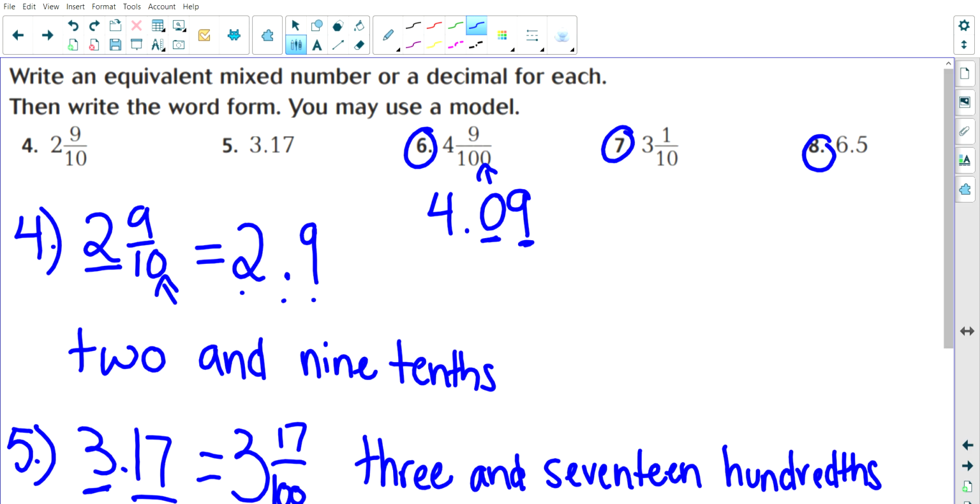Number 7, the equivalent decimal is 3.1 for 3 and 1 tenth. The 1 is in the tenths place because our denominator says 10. Make sure you wrote out the words 3 and 1 tenth. Number 8 is 6 and 5 tenths. 6 and 5 tenths is the same thing as 6 and 5 tenths. Please make sure you have written that out in words, 6 and 5 tenths.